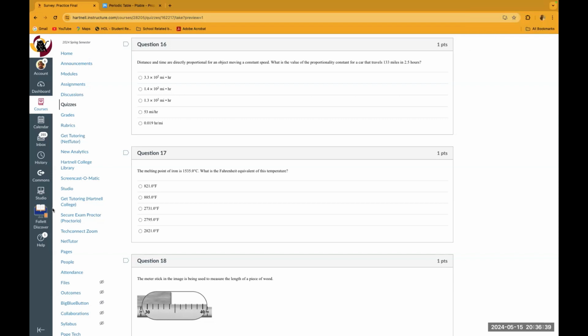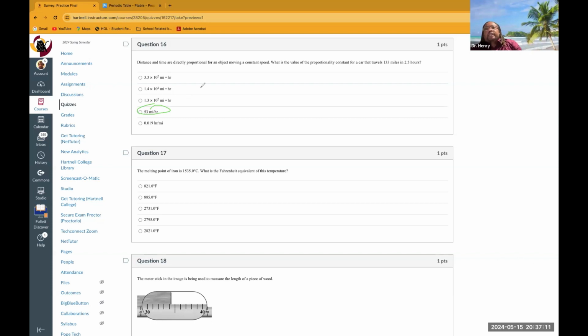Would you just divide the distance by the time? Okay, so 133 divided by 2.5? I think so. Yep. And so that should be the value of our constant, right? Yeah, approximately 53 miles per hour. Yep. Okay, good.